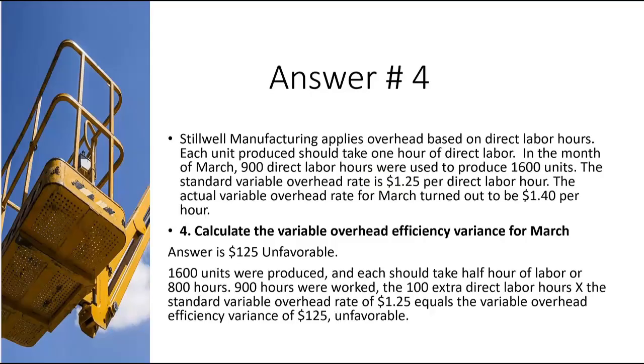So variable overhead efficiency variance is not a spending variance. The focus of the variance is what's inside the parentheses. We're comparing not $1.25 to $1.40 this time. That was the spending variance. Now we're comparing the 800 hours that should have been worked with the 900 hours that were worked, that difference of 100 hours, times the standard variable overhead rate of $1.25.